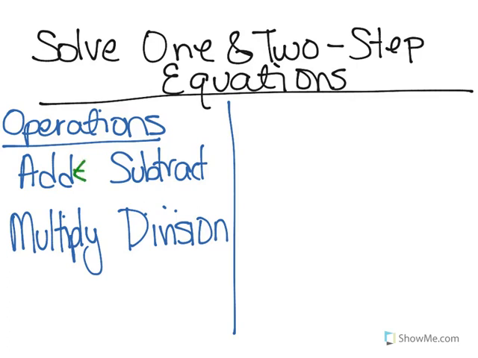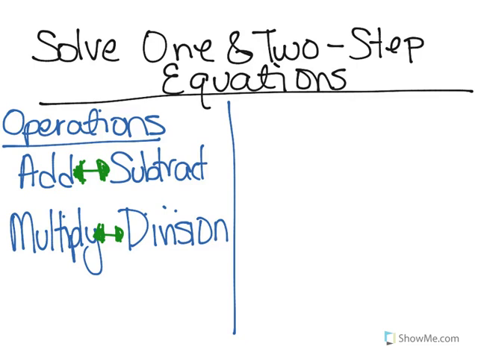addition and subtraction are inverses of each other. They're inverse operations. Multiplication and division are inverse operations of each other. So I can go forwards one way and backwards the other. If I was adding, if I wanted to work backwards, I would subtract.